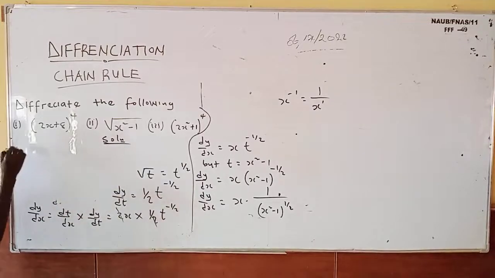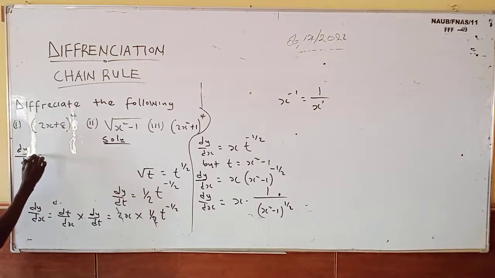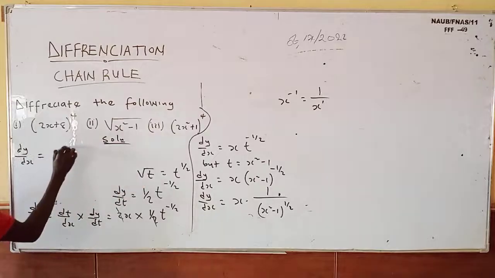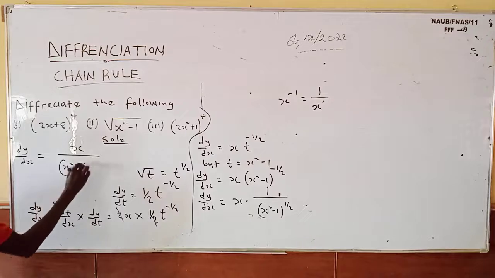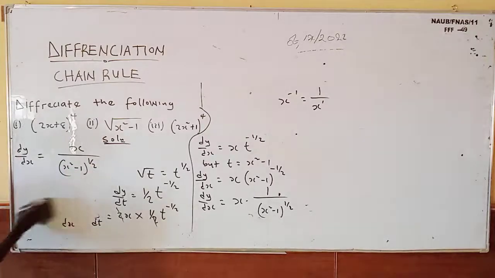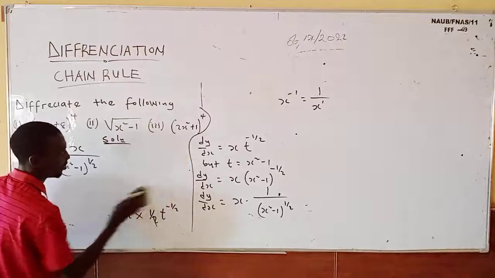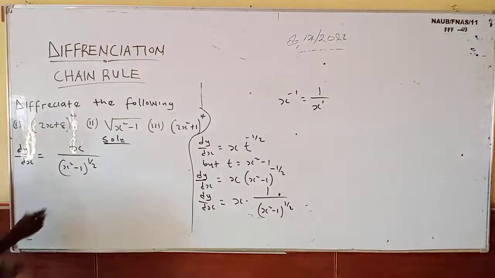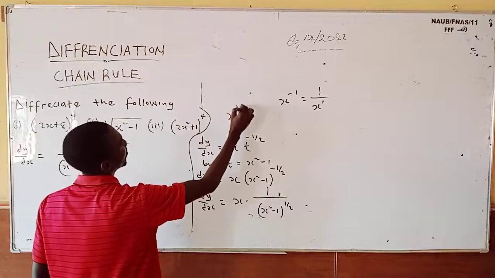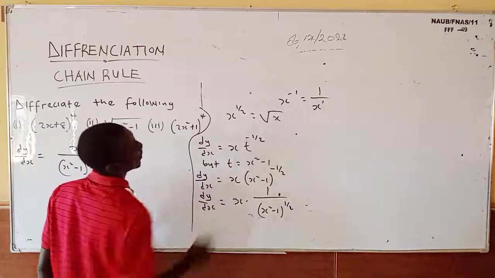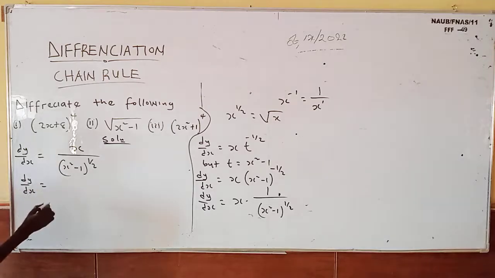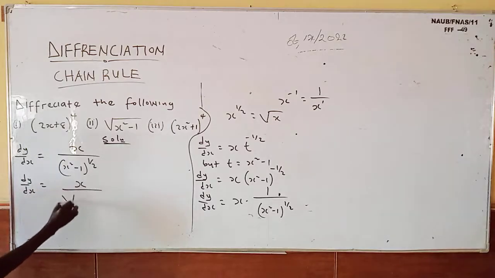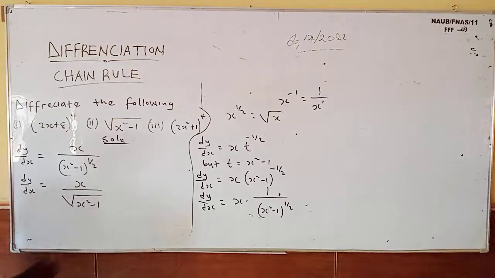So it's going to give us dy/ds will be equal to s times 1 is s, all over (s squared minus 1) all to the power of half. But can we leave our answer like this? No. We can still continue, because I know that s to the power of half is the square root of s from indices. So it means that dy/ds is the same thing as s all over the square root of s squared minus 1. So it's better you leave your answer this way.